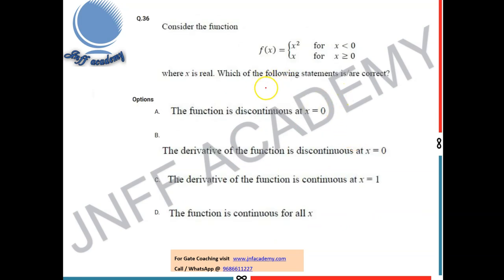Consider the function f of x, given as x square for x less than 0 and x for x greater than or equal to 0. You have to check which of the following statements are correct or incorrect. Okay, so first you have to check the continuity condition.